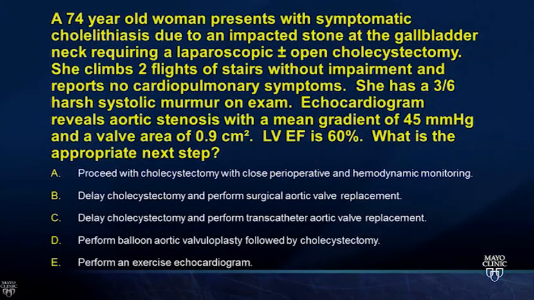Okay. Let's go to the next question. A 74-year-old woman presents with symptomatic cholelithiasis due to an impacted stone. Now that's important, okay, because this is telling you about the urgency of the surgery. She climbs 2 flights of stairs without impairment, has no cardiopulmonary symptoms. She's got this harsh systolic ejection murmur. Her gradient's 45, severe AS, ejection fraction 60%. What's the next appropriate step?